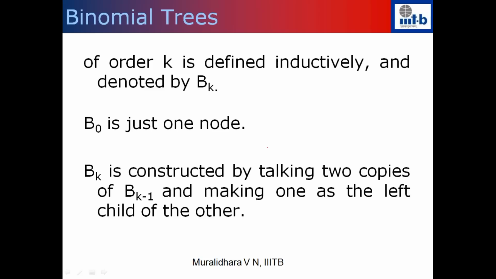So before we talk about binomial heaps, we'll talk about what binomial trees are. We'll first define binomial trees of a particular order, look at some of their properties, and then we will define what a binomial heap is in this video. The binomial tree of order k is defined inductively, and it's denoted by B of k. So we'll start with B of 0. B of 0 is just one node, and B of k is constructed by taking two copies of B of k minus 1 and making one the child of the other. Pictorially it looks like this.